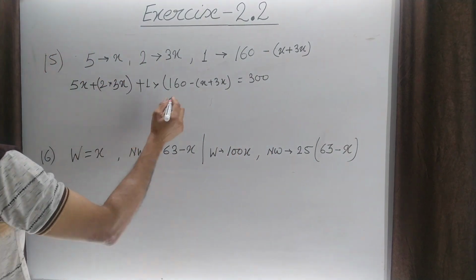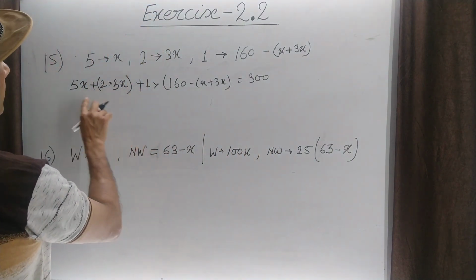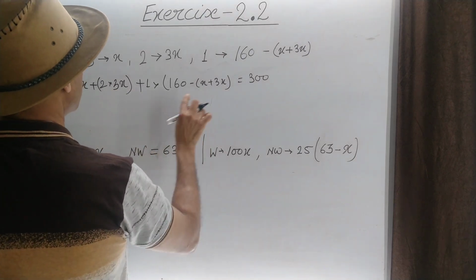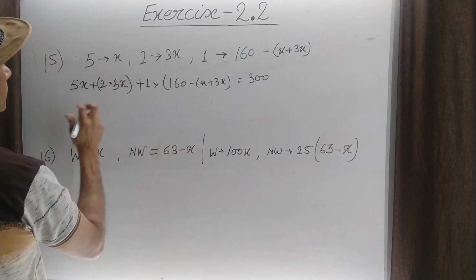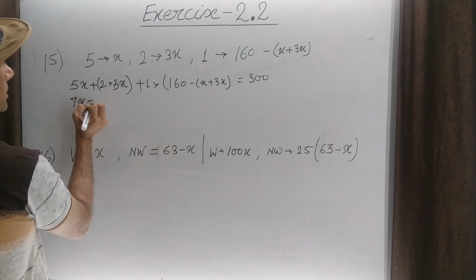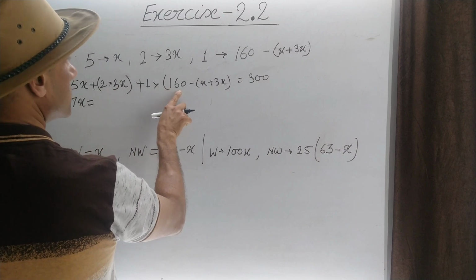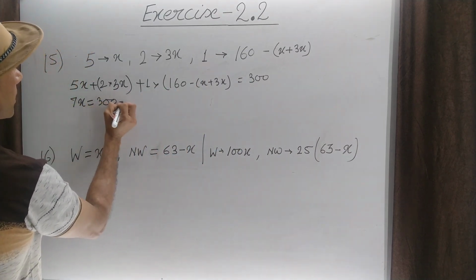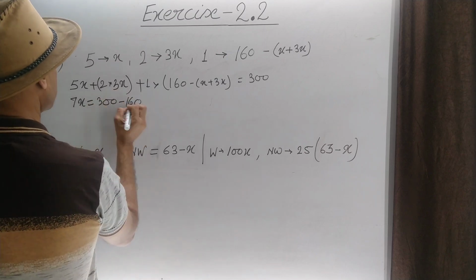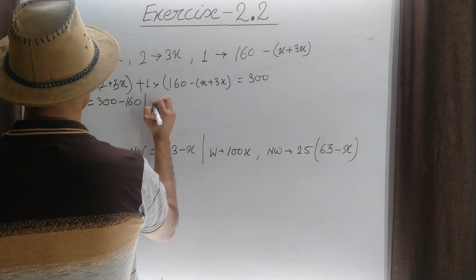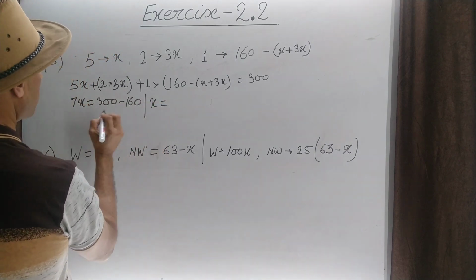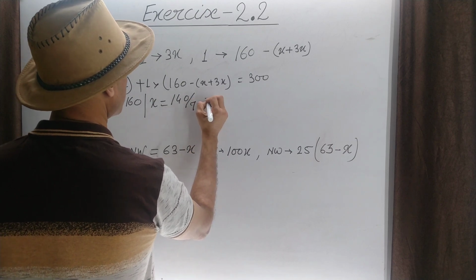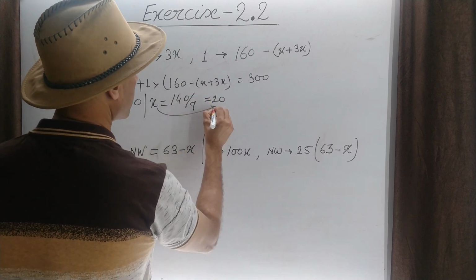Let's solve that. So directly I'll write it here. So 5x, I've got 6x, 11x, and here 4x, 3 plus 4 minus. So here we have got 11 minus 4, that is 7x is equal to, I'll take 160 here. So 7x is equal to 300 minus 160, that comes out to be 140, then x is equal to 140 divided by 7, that comes out to be 20. So we have got the value of x as 20.